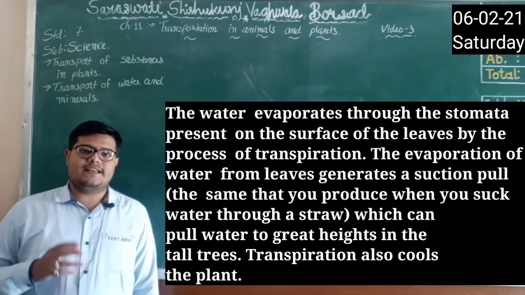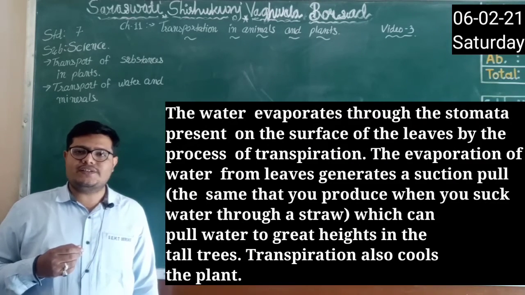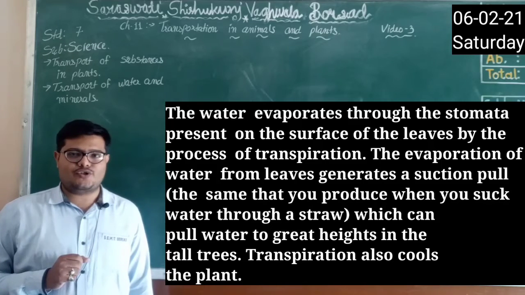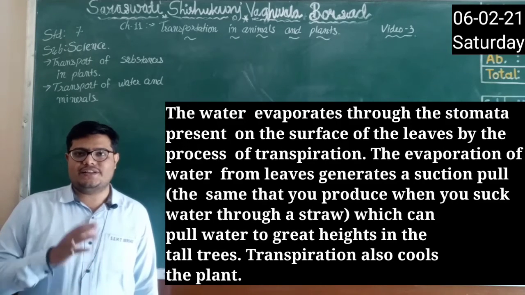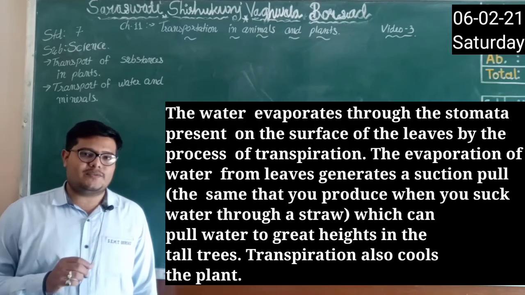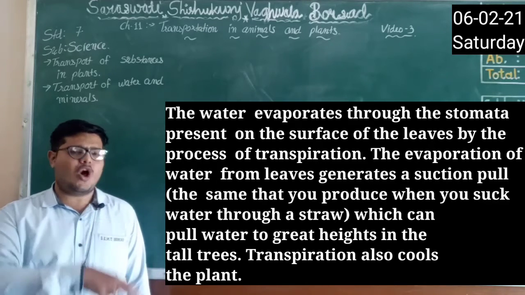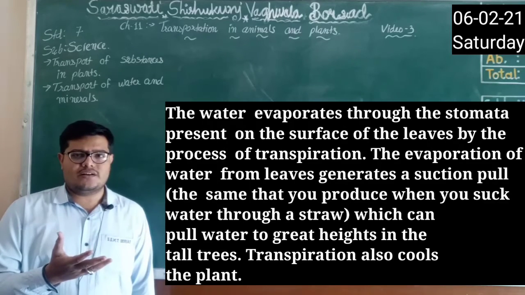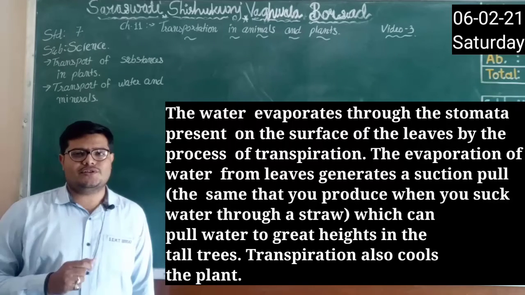As we discussed, how we get sweat in the summer season, right? The same kind of thing happens inside the plants also, and that is known as transpiration, that you have already learned in 6th standard, right? So what is this transpiration, and why does a plant absorb a lot of water and then release it in the form of vapor in the process of transpiration?